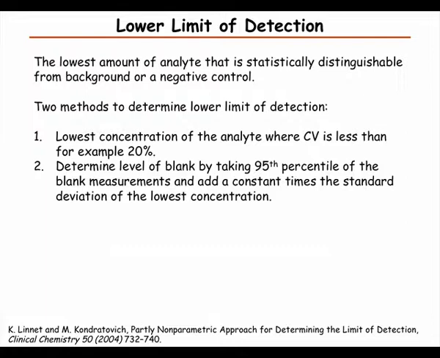Another way, which is probably much more robust and is described in this paper here, is to measure the level of the blank by doing repeated measurements, and then taking the 95th percentile of the blank measurements and adding a constant times the standard deviation of the lowest concentration. And this is probably the best way to do it rigorously. But of course, here we have to make many measurements of the blank, preferably maybe 10 or 20 measurements of the blank. So again, if we're doing this, it definitely will require quite a big effort.